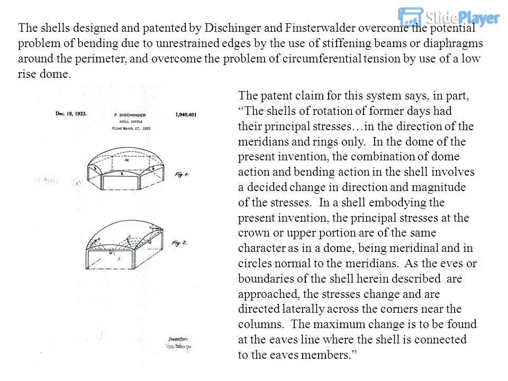The shells designed and patented by Dischinger and Finsterwalder overcome the potential problem of bending due to unrestrained edges by the use of stiffening beams or diaphragms around the perimeter, and overcome the problem of circumferential tension by use of a low-rise dome. The patent claim for this system says, in part, the shells of rotation of former days had their principal stresses in the direction of the meridians and rings only.